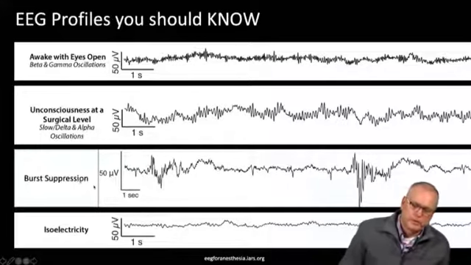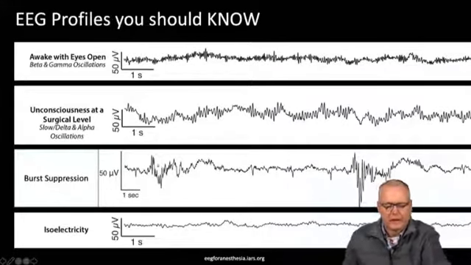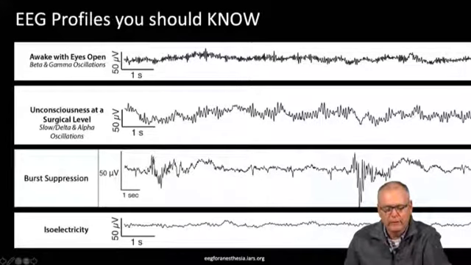Then there's burst suppression, and burst suppression is periods of high frequency electrical activity interspersed by almost no activity, isoelectricity, and then another burst, and then more isoelectricity. This is known as burst suppression. Again, I think this is detectable with our eye if we just look at the raw EEG waveform.